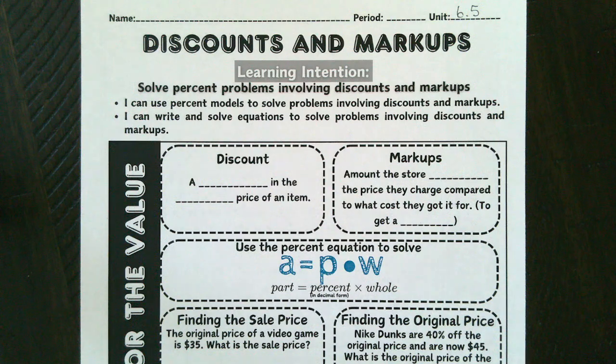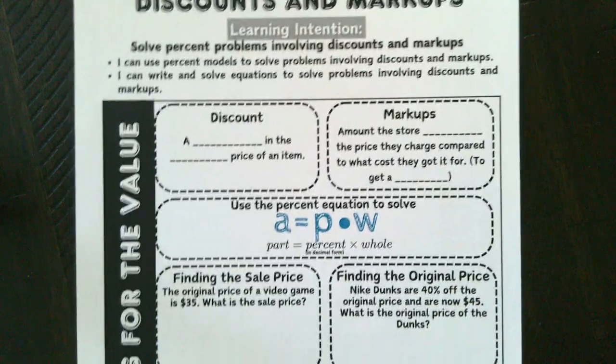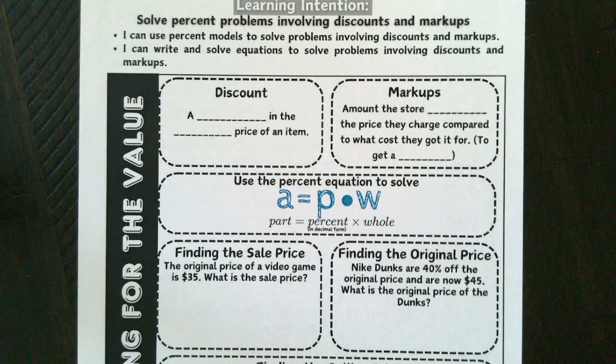So our learning intention is to be able to solve percent problems involving discounts and markups. So you will know you're successful with that when you can use percent models to solve problems involving discounts and markups, and when you can write and solve equations to solve problems involving discounts and markups. This whole Unit 6 is very useful, a lot of real world equations and information that we use.